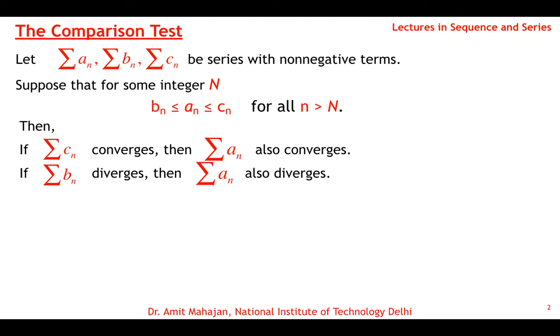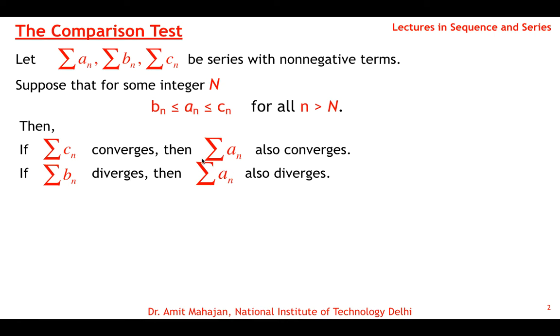Then if the series of cn converges, the series of an also converges, and so does the series of bn. That means if the series of the bigger numbers converges, then the series of the smaller numbers also converges. If the series of bn diverges, then the series of an also diverges, and so does the series of cn. So if bn are smaller than an and cn, and the series of smaller numbers diverges, then the series of bigger numbers also diverges.